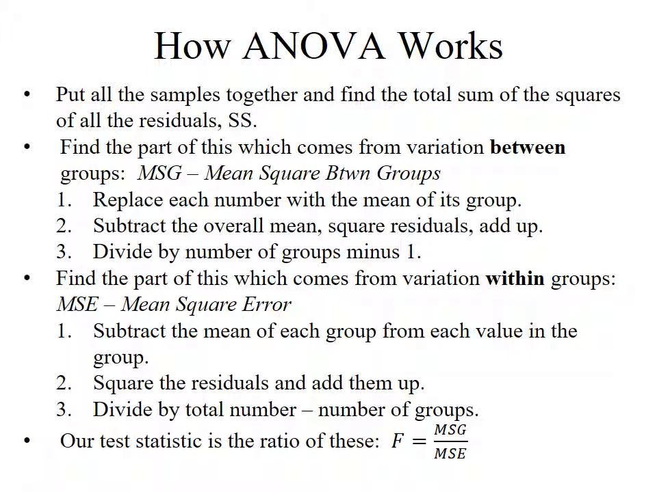Then we take the ratio of these things: MSG divided by MSE, the mean square based on the variation between groups, and the mean square error, based on the variation within the groups. And that gives me F, and F is my test statistic. This is a new kind of test statistic. It's not a Z test statistic. It's not a T test statistic. It's not a chi-squared test statistic. This is a new test statistic based on a new distribution, the F distribution.